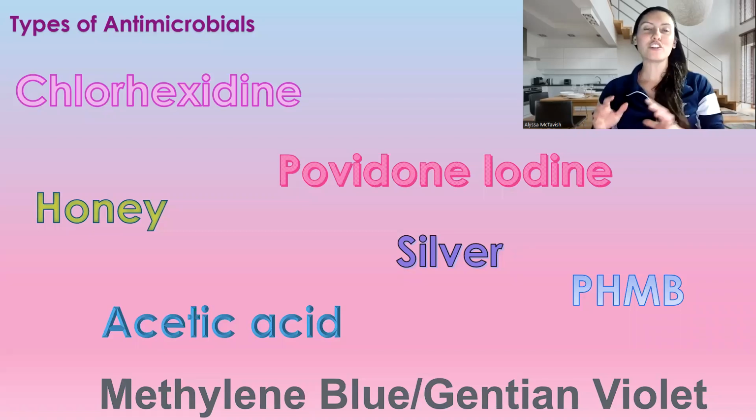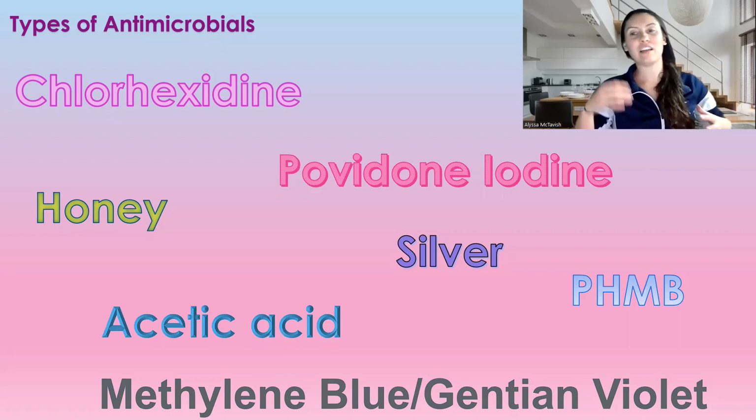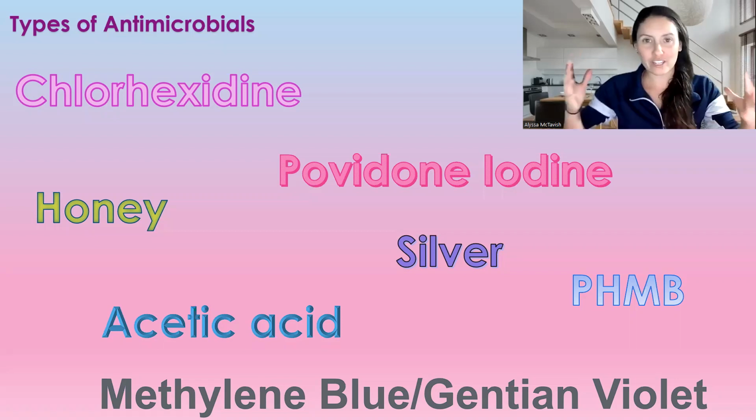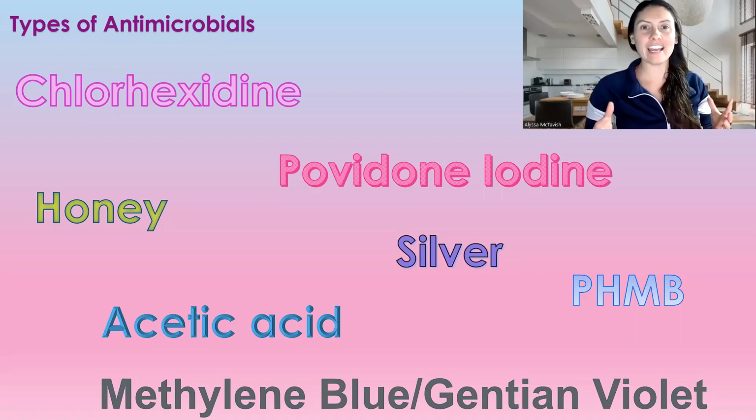There are so many different types of antimicrobials that you can choose from: chlorhexidine, povidone iodine, honey, silver, PHMB, acetic acid, methylene blue, gentian violet. What do we pick?